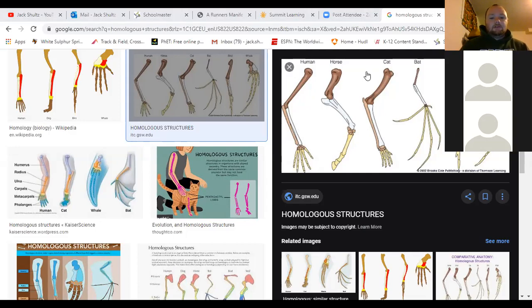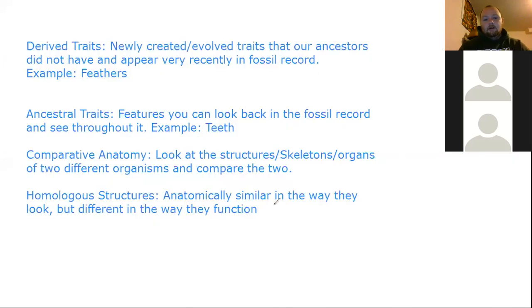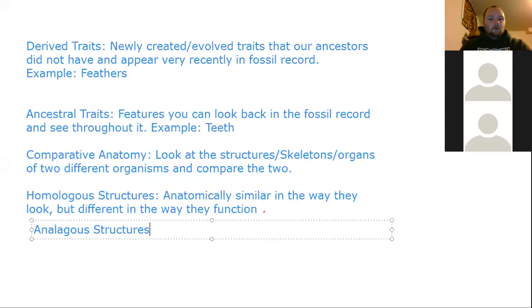So homologous structures are anatomically similar in the way they look, but different in the way they function. All right. So we have homologous structures. Can anybody guess? The next type of thing that we'll look at, we don't use these very often, is analogous structures. Okay, so analogous structures. If homologous look similar but function differently, what do you think analogous structures do?